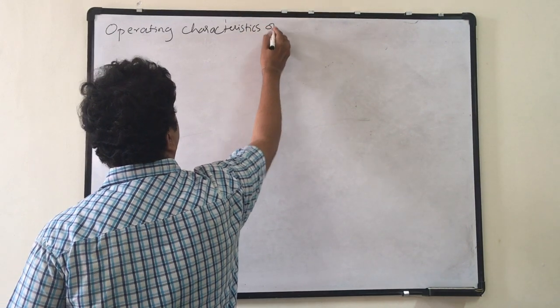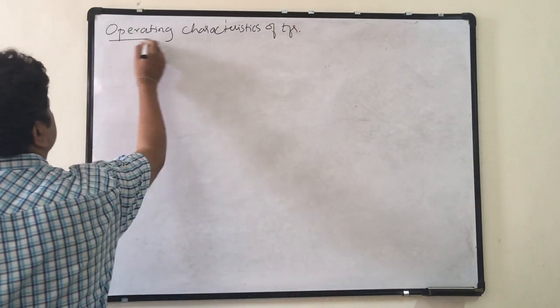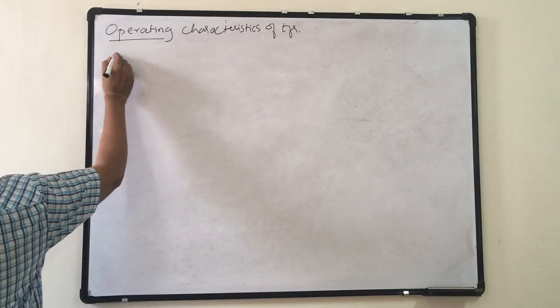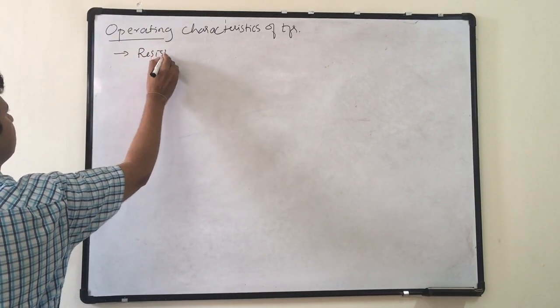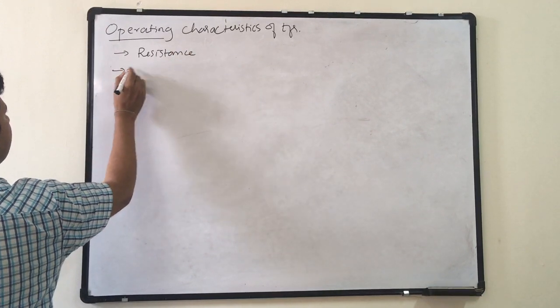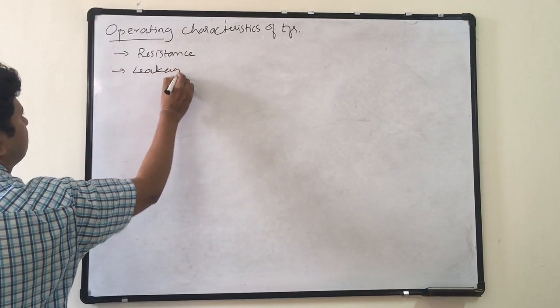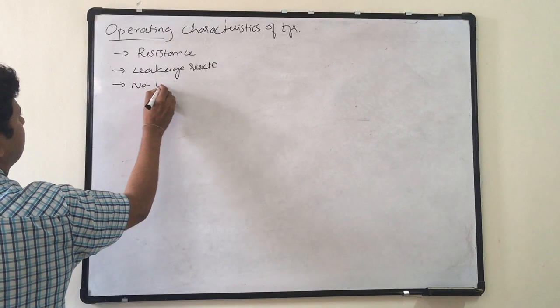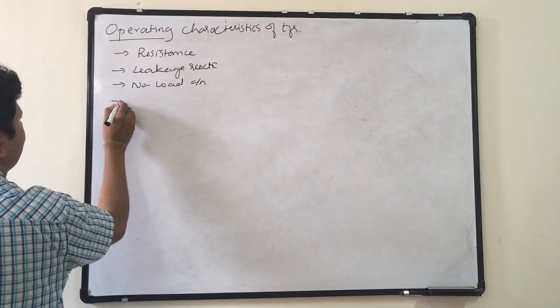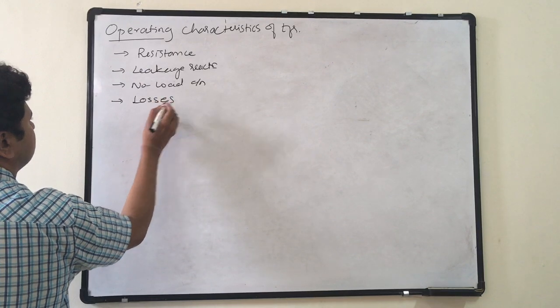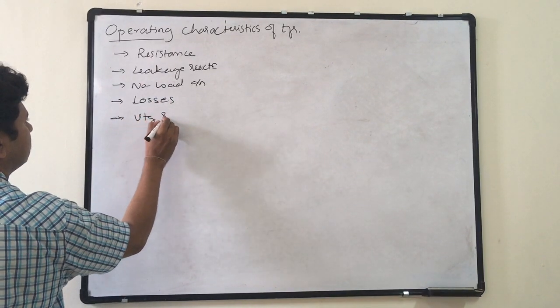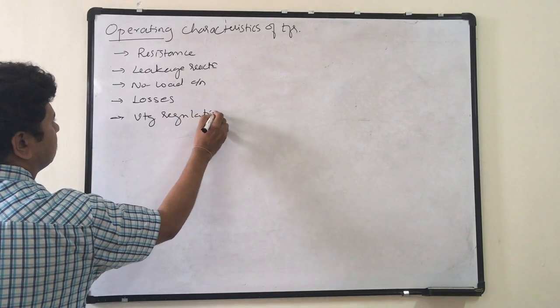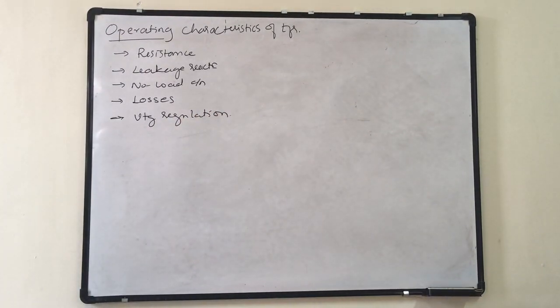Operating characteristics of transformer. This will include resistance, leakage reactance, no load current, losses, voltage regulation. These are the various operating characteristics of the transformer that we look into through the design perspective.